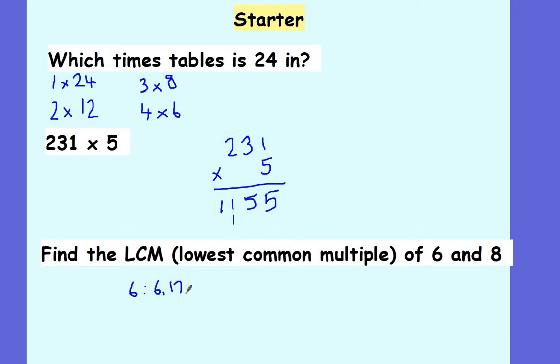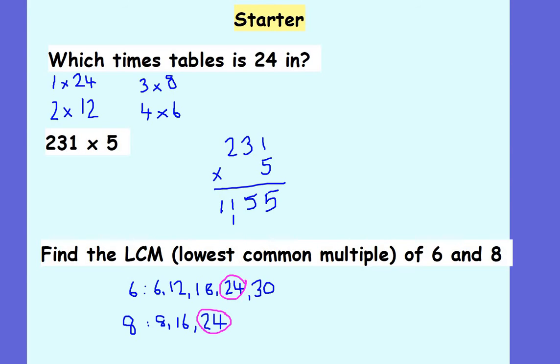And finally, to find the lowest common multiple, we start by writing out each of the times tables. So I've got 6, 12, 18, 24, 30 for my 6 times table. For my 8 times table, we've got 8, 16, 24, and there it is. The lowest common multiple of both 8 and 6 is 24. Note that question 1 might have helped you out on this one.